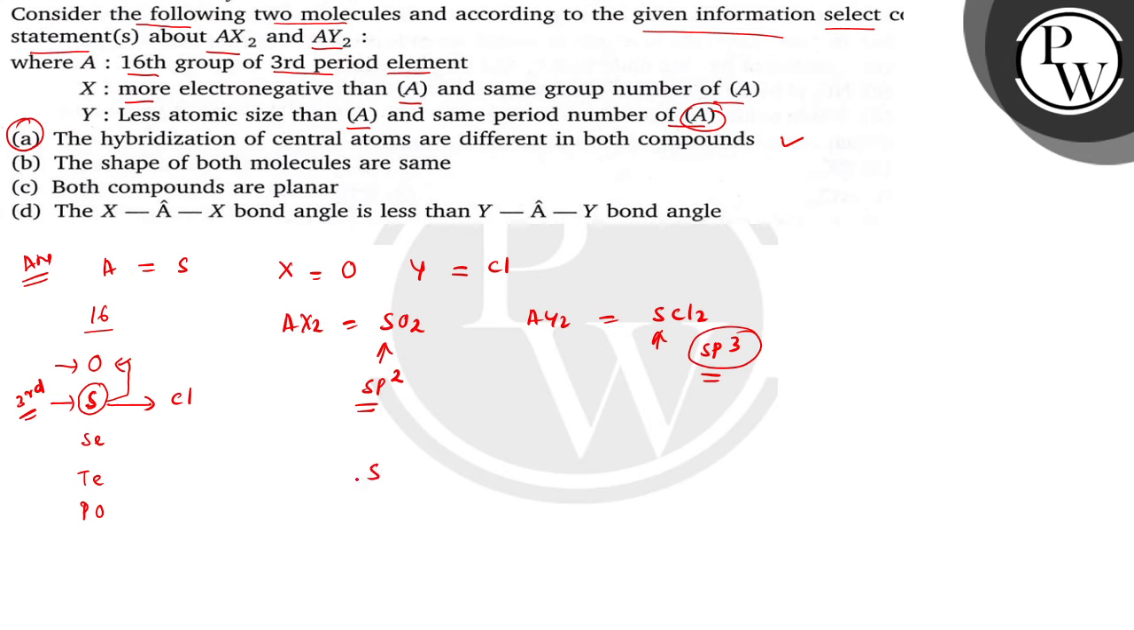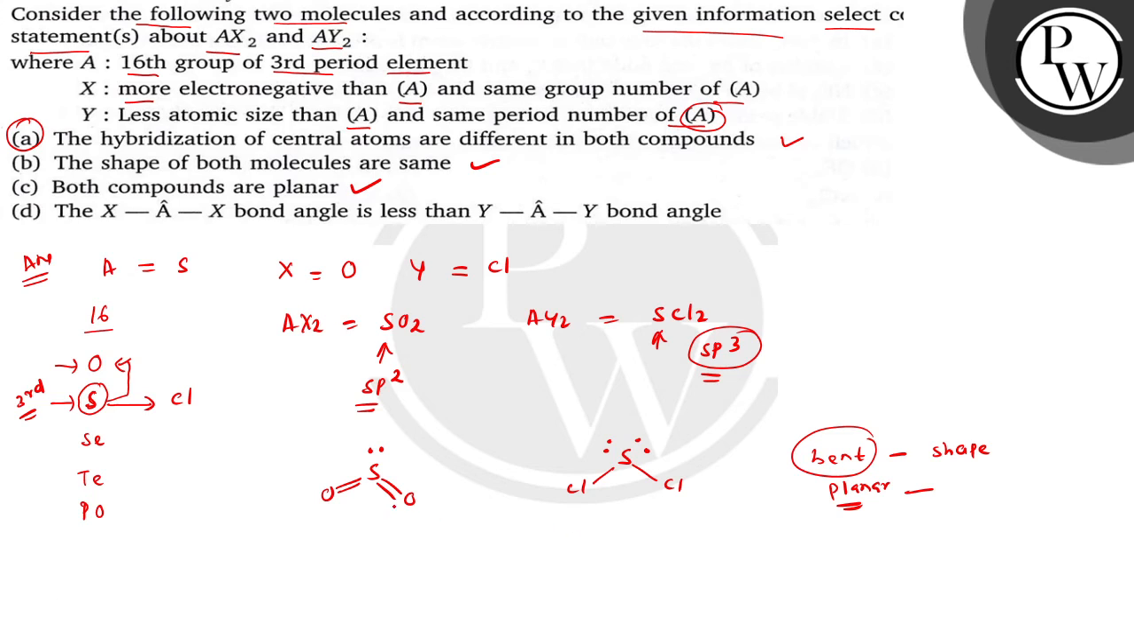Now if you see the structure, it is S double bond O and double bond O having one lone pair of electrons, and in SCl2 it is S–Cl single bond, S–Cl single bond, and there are two lone pairs of electrons. ठीक है बच्चों, तो यहाँ पे both are bent structure. ठीक है, both are bent in shape, and both are planar. So यहाँ पे if you see statement B, the shape of both the molecules is the same. Yes, both have bent shape, therefore they are same, and both compounds are planar also. So it is also a correct statement.